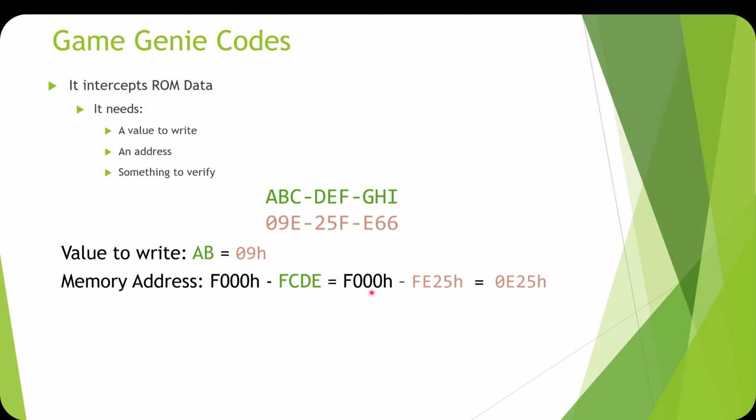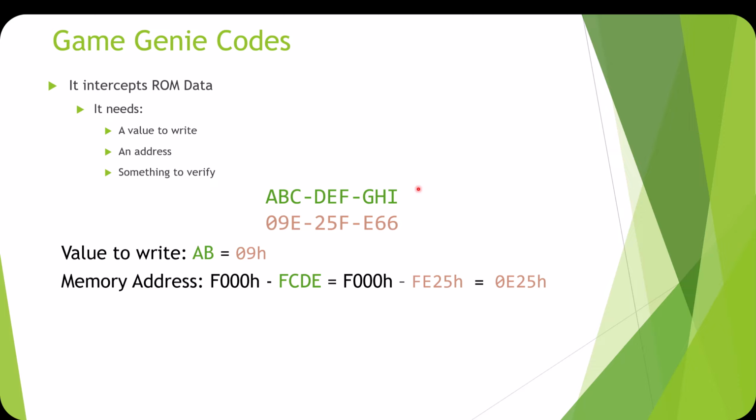From F000H, we subtract FE25H and we get 025H. This is the memory address, okay? This is the memory address where we are going to write this value. So now there's a check that needs to be performed. We need something to verify, okay?